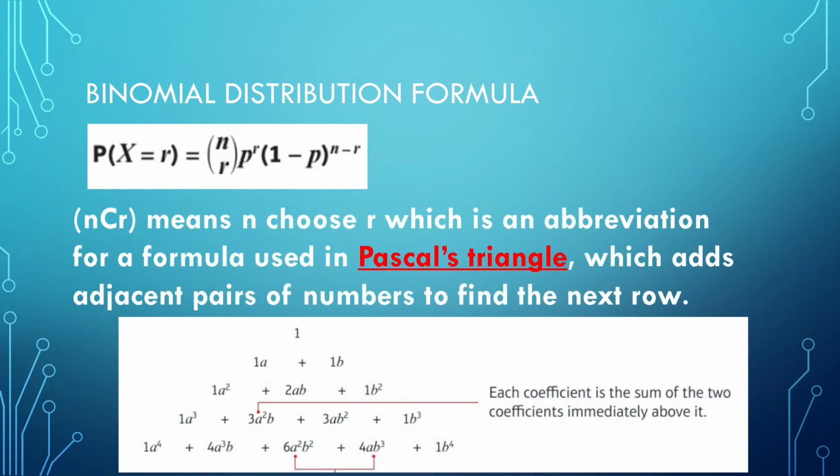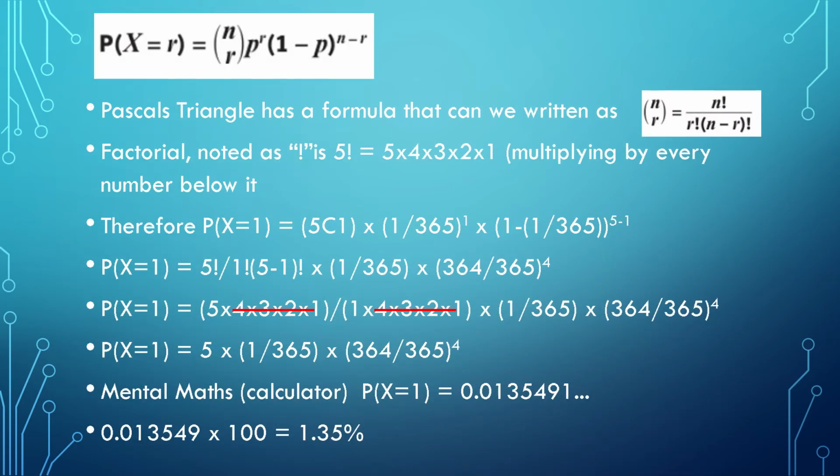The complicated bit is n choose r, which is based off Pascal's triangle, which adds adjacent pairs of numbers to find the next row. The choose function can be written as n factorial over r factorial brackets n minus r factorial. That's a mouthful, where that exclamation mark stands for the factorial, which means every number below is multiplied by it. Eventually, these cancel down just to give you 5, and if you see through my workings, the rest of the probabilities, you end up with 1 over 365 multiplied by 364 over 365 to the power of 4.